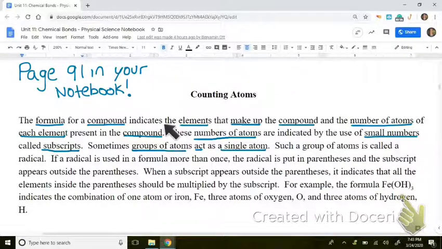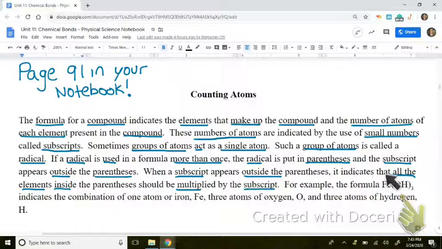Sometimes groups of atoms act as a single atom. Such a group is called a radical. If a radical is used in a formula more than once, the radical is put in parentheses, and the subscript appears outside those parentheses. When the subscript appears outside the parentheses, it tells us that all of the elements inside the parentheses should be multiplied by the subscript. Getting a little mathy here: anything on the outside of that parenthesis will apply to anything inside the parenthesis.